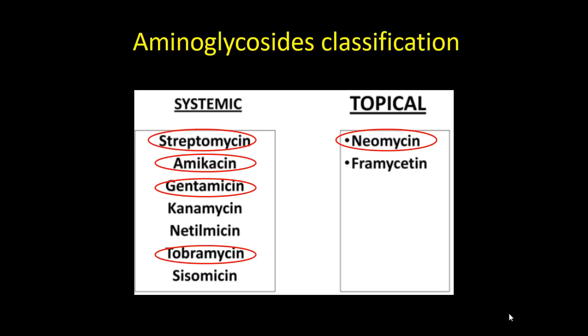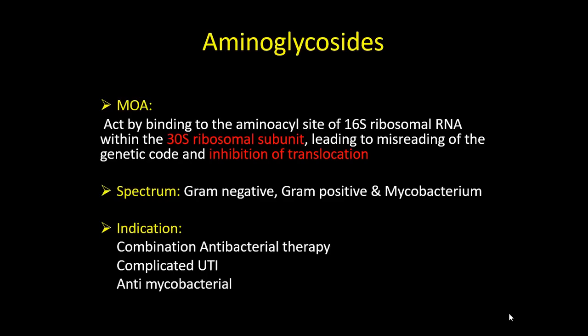Aminoglycosides are used both systemically and topically, and they are now getting popular in the form of inhalational usage also. Systemic includes streptomycin, amikacin, gentamicin, and tobramycin. Topical mostly we use in the form of Neosporin, neomycin.